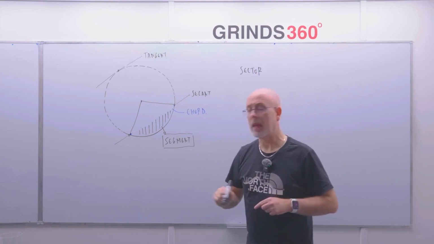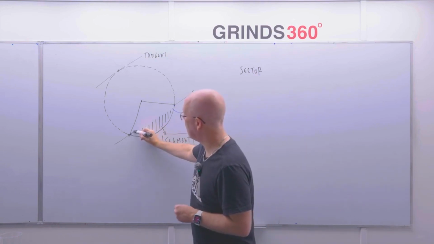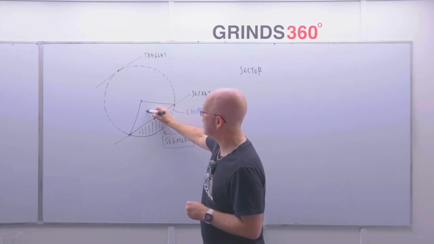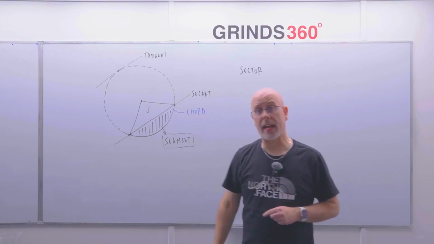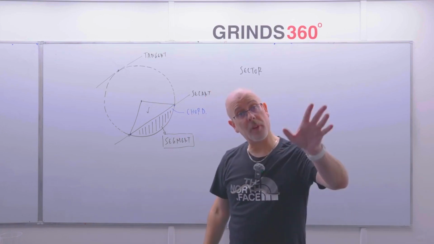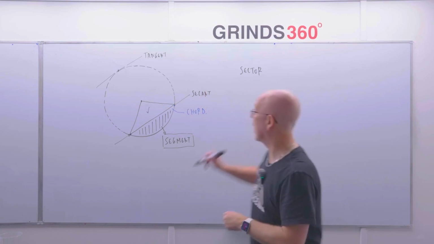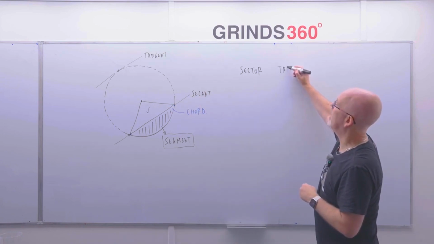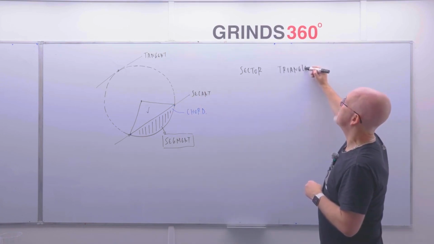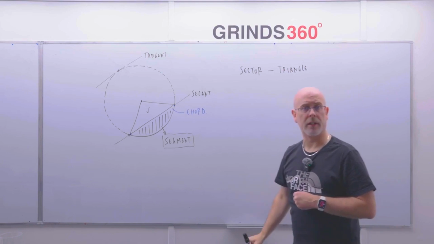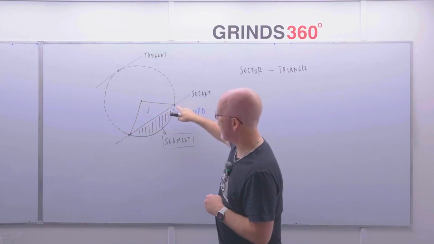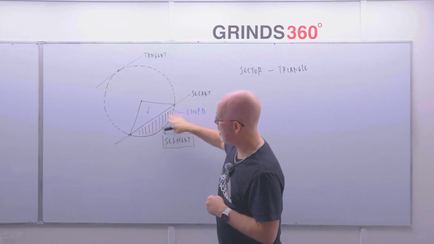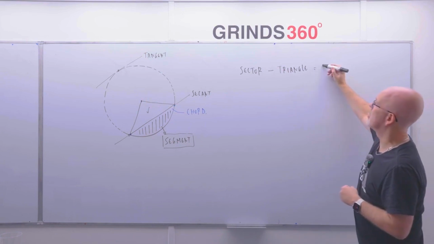No problem. Now, if I put this line back in, you can see this bit here is a triangle. And again, a couple of lessons ago, we had a look at how you find the area of a triangle, so that's not hard to do either. And if I subtract the triangle from the sector, I'm left with this bit out here. That's my segment.